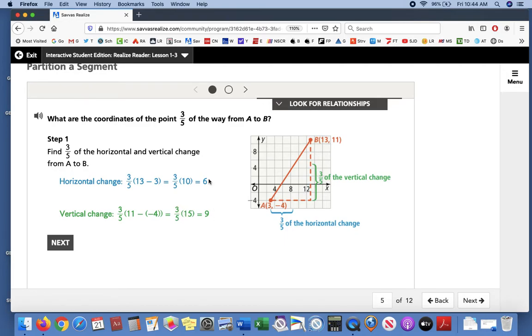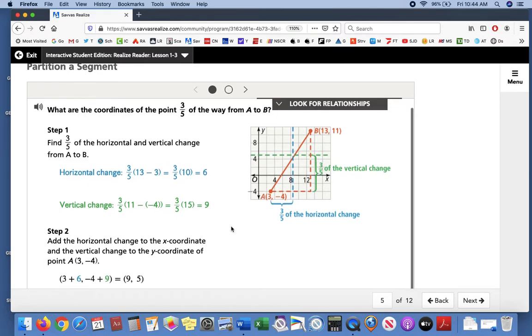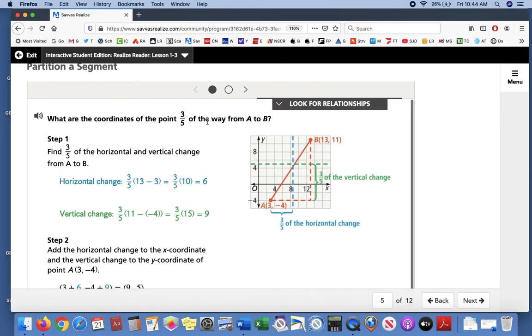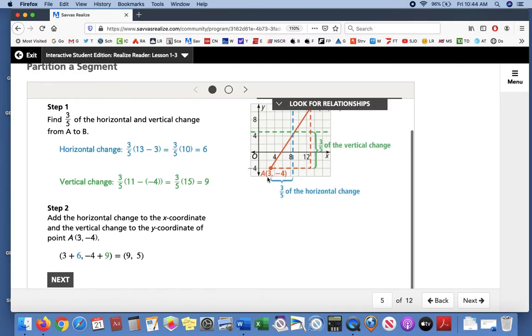Okay, now that we know the horizontal change, the 3/5 change, is 6, and the vertical change is 9, we're going to add those to the point we're going from. It says 3/5 of the way from A to B. So from A, which is 3, -4, I'm going to add the 6 and the 9.